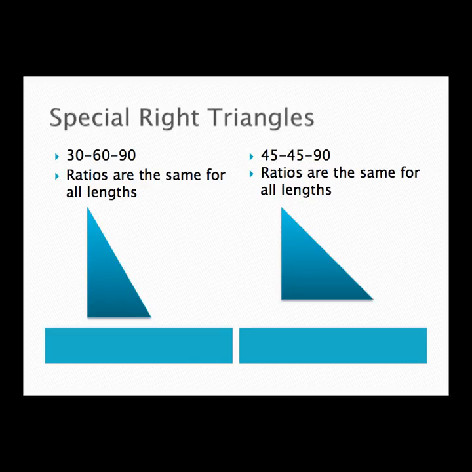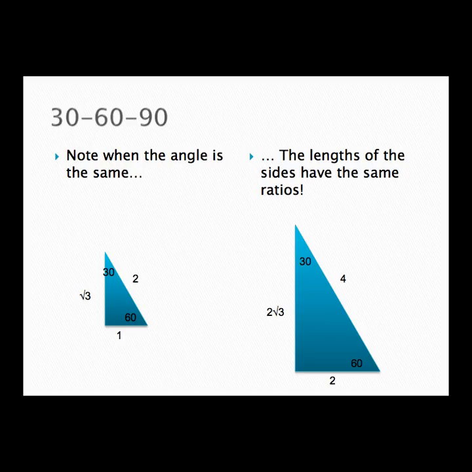Now, of the special right triangles, there are 2 that we will be dealing with today, and mainly only for your exams. There are 30, 60, 90 and 45, 45, 90. The ratios are the same for all lengths. This is very important to know. First, we're going to start off with 30, 60, 90. Note that when the angle is the same, the lengths of the sides have the same ratios. This is always true. You could increase them by any factor, and the ratios would remain the same.